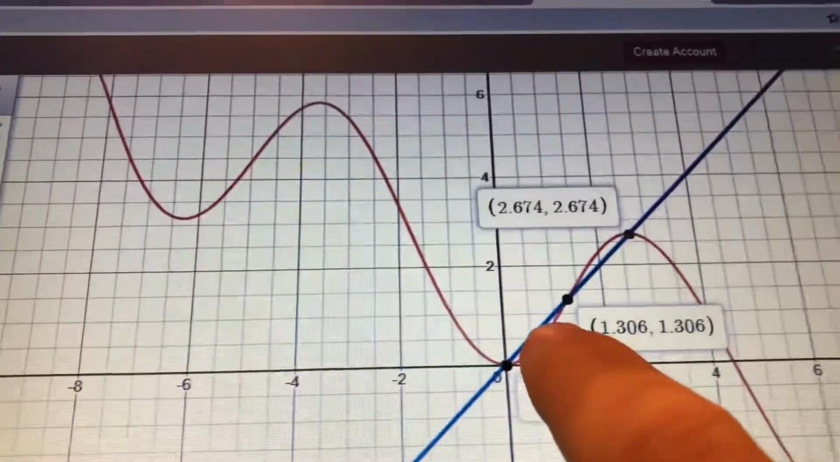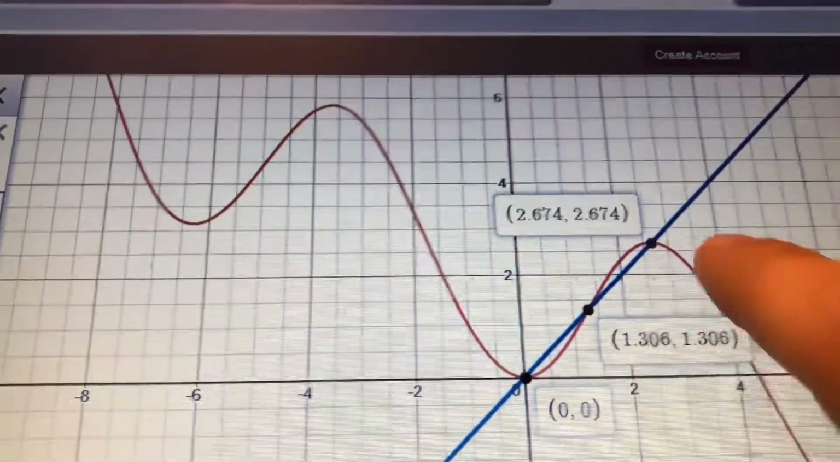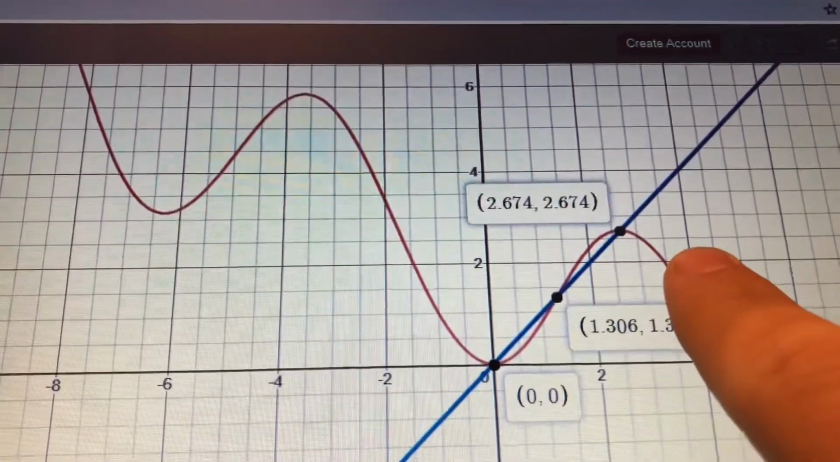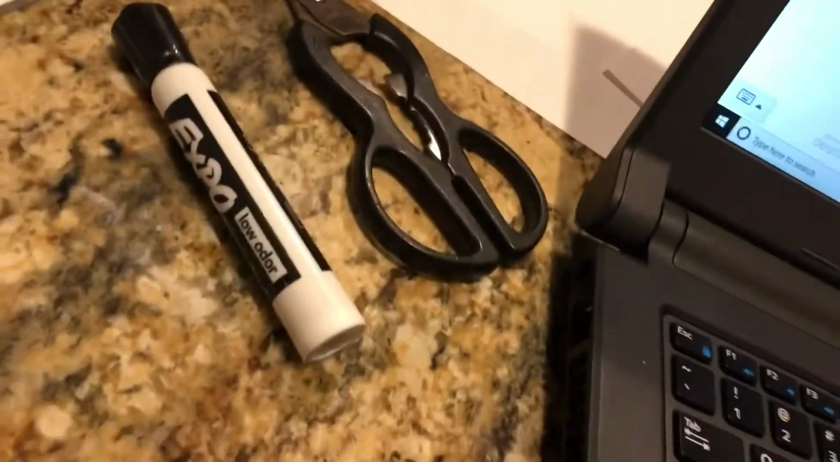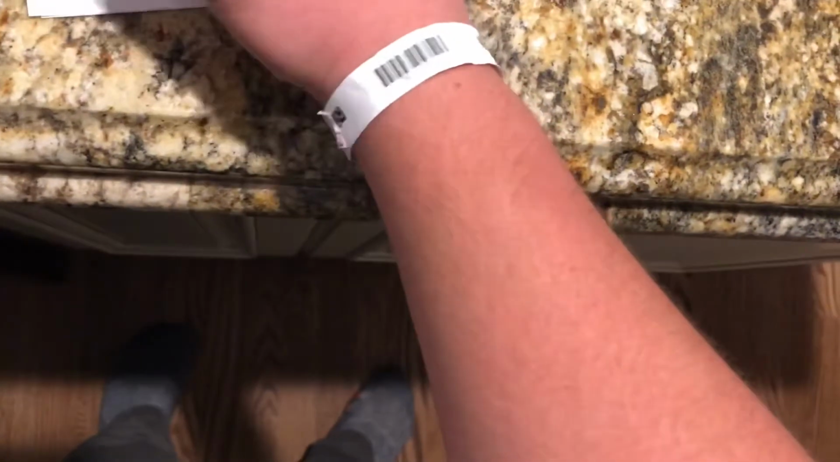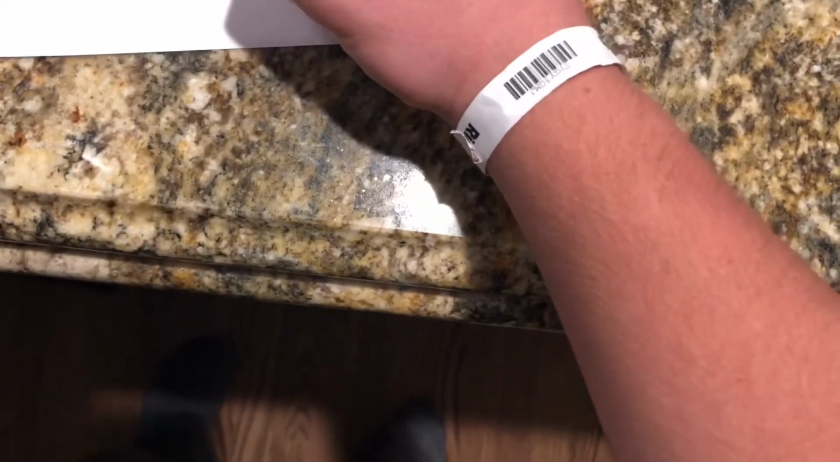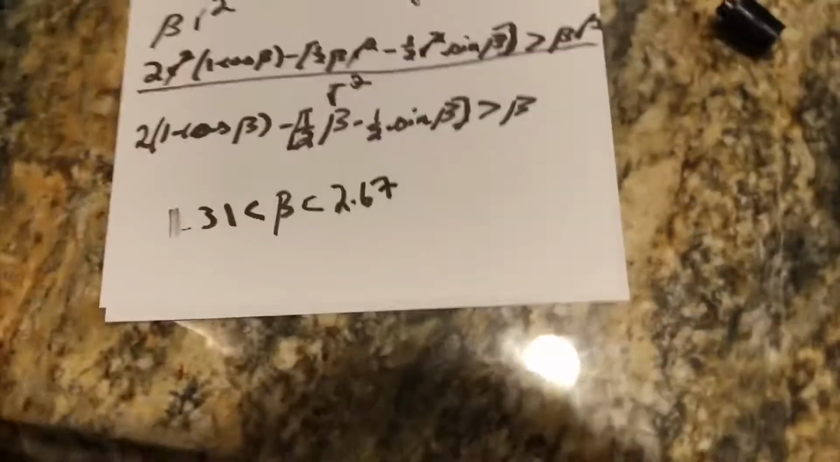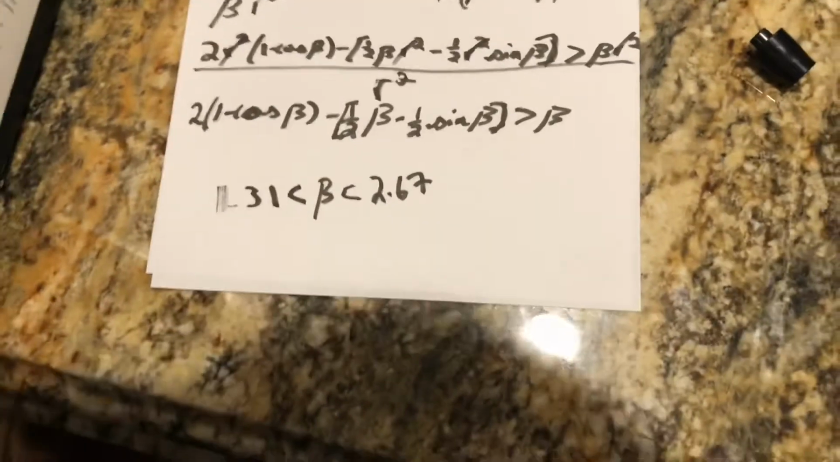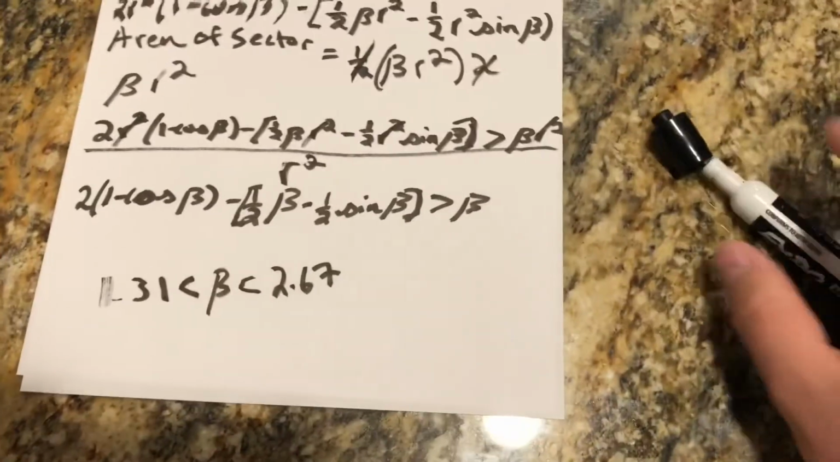Second calc trace on your calculator. We find this is equal to 1.31 and this is equal to 2.7, or 2.64. And there we can write the inequality that beta is greater than 1.31 but less than 2.67. So there's the answer to C, and I wish you good luck on the second part of the problem.